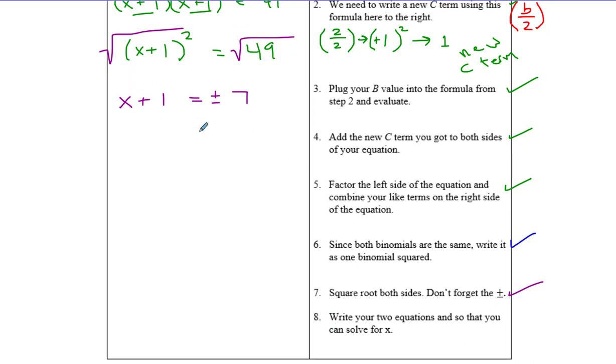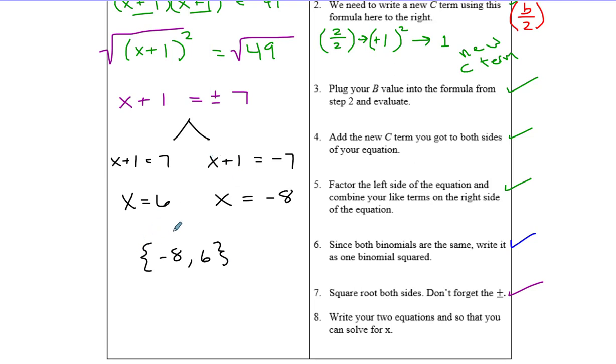Now we're down to where we have 2 equations that we need to solve. Running out of colors, so I'll do this in black. So we got x plus 1 is equal to a positive 7. And we also have x plus 1 is equal to a negative 7. Now let's just go ahead and solve. We subtract a 1 from both sides. We get x is equal to 6. And we subtract a 1 from both sides, and we get x is equal to negative 8, with our solution set looking as such.